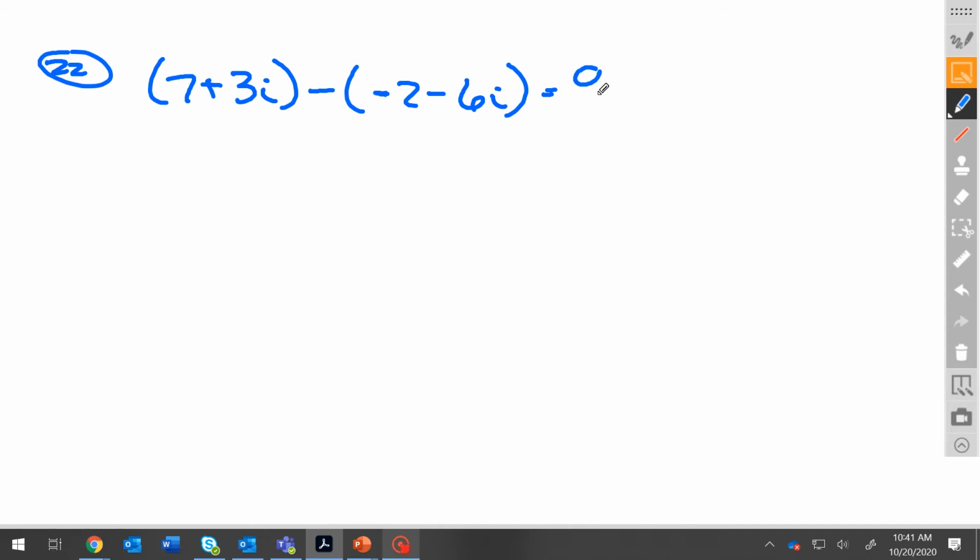22, 7 plus 3i minus negative 2 minus 6i. Alright, here we're just subtracting the real part, subtracting the imaginary. 7 minus negative 2, 7 plus 2, that's 9. 3i minus negative 6i, so 3i plus 6i is 9i.